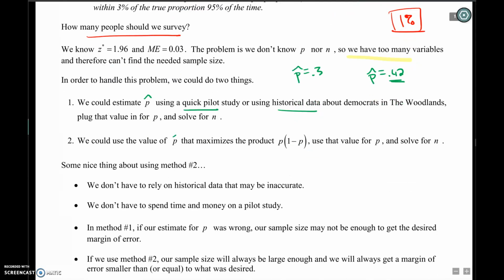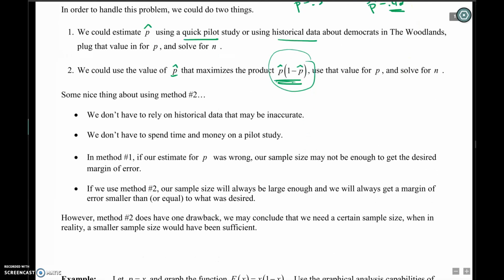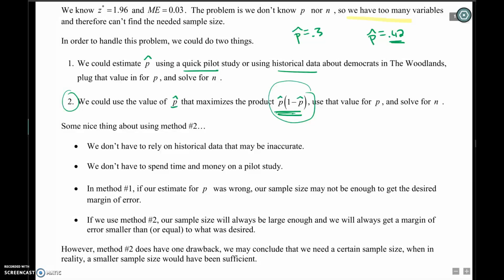Or we could use the value of p-hat that maximizes this product. This product can actually only take on certain values for sensible values of p-hat. So we could find out what makes this product the maximum and use that. Some nice things about using this method, which is what we tend to do more often: we don't have to rely on historical data that may be inaccurate.